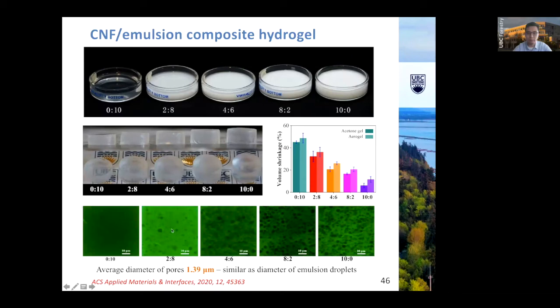We use confocal microscopy with dyed structure, and we can clearly see there are pores in there. This is the original without any emulsion, then 20%, 100%. There are a lot of pores in there. The pore size is about 1.4 micrometers, as measured from the microscope image.